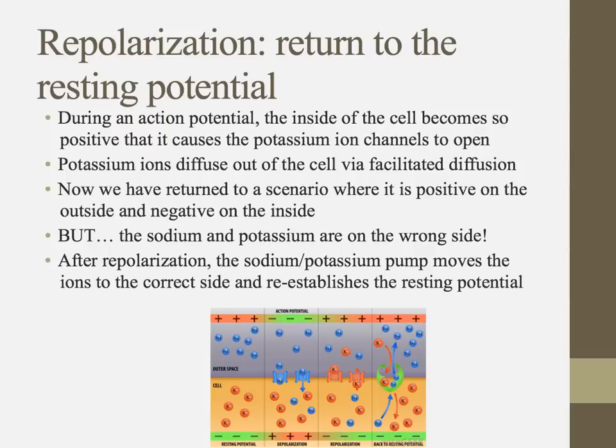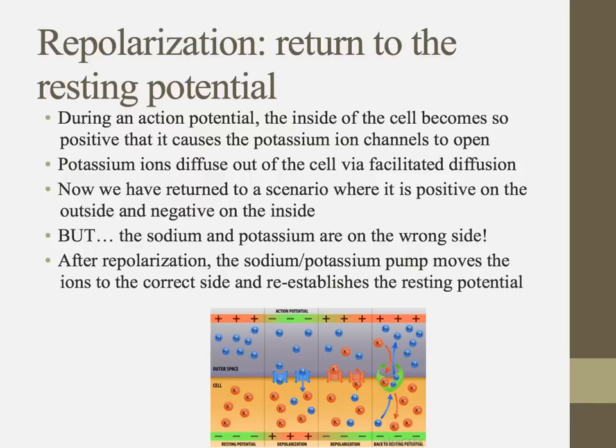So during an action potential, that again causes the inside to become so positive that those potassium ion channels open as well. So the potassium ions move back out to where they're less concentrated on the outside. So overall, that's going to get us that return that we want, that return to that negative charge on the inside.